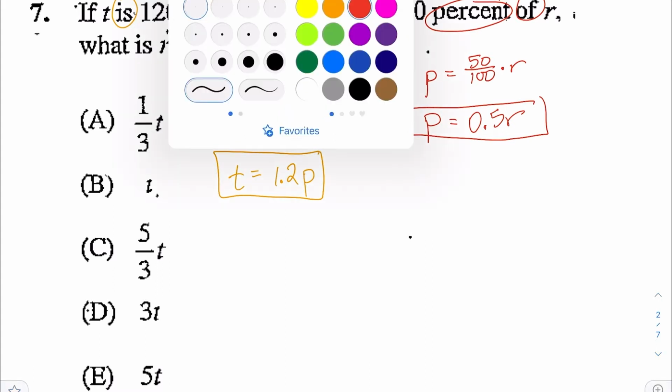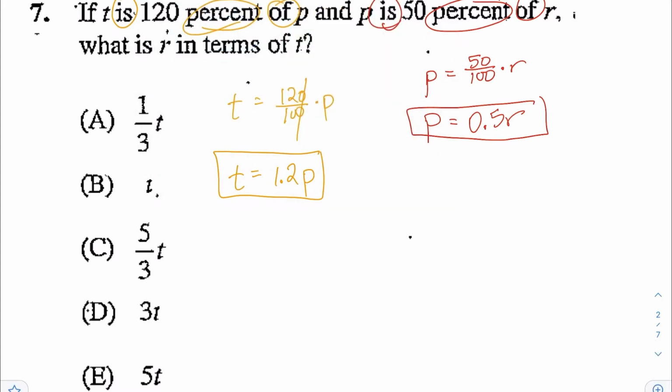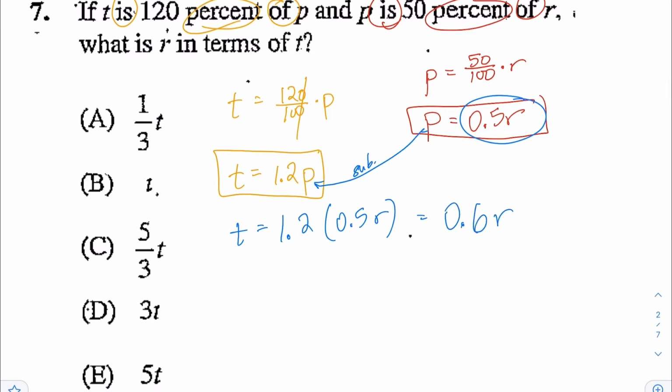Now here, you would have to do a substitution because P is the connection to both. So you'll replace P by substituting 0.5 R in for P. So T is equal to 1.2 times 0.5 R. And 1.2 times 0.5, or half of 1.2, is 0.6. So T is equal to 0.6 times R.